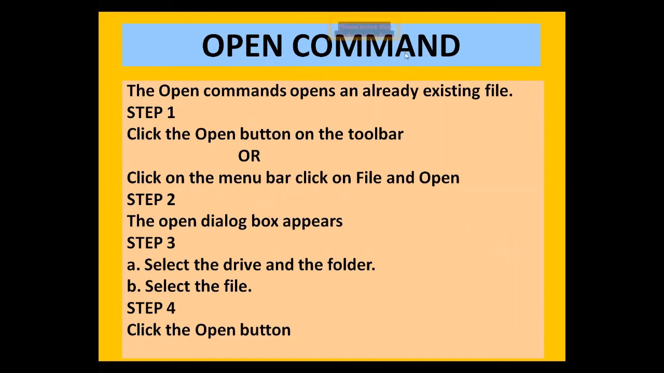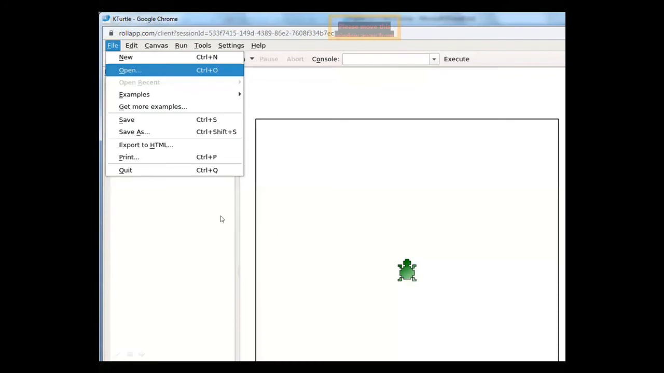The second command is the open command. The open command opens an already existing file. To open an already existing file, there are 4 steps. Step number 1 is to click the open button on the toolbar, or you can also click on the menu bar, then on file and open. Step number 2, the open dialog box appears.